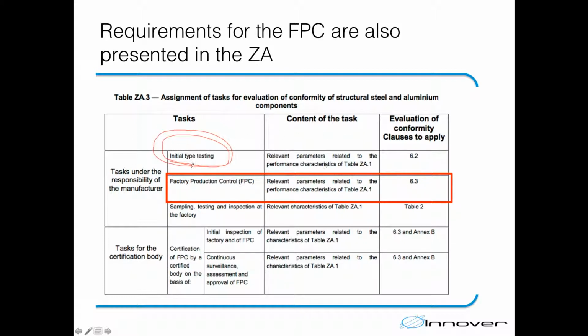And how to set up the factory production control system is also given in the standard, in section 6.3 in this case. But the thing I would just like to mention here is that this system has nothing to do with a quality management system like ISO 9001 or something like that. The factory production control system, how to set it up and what the scope of the system is, is given in the same standard.